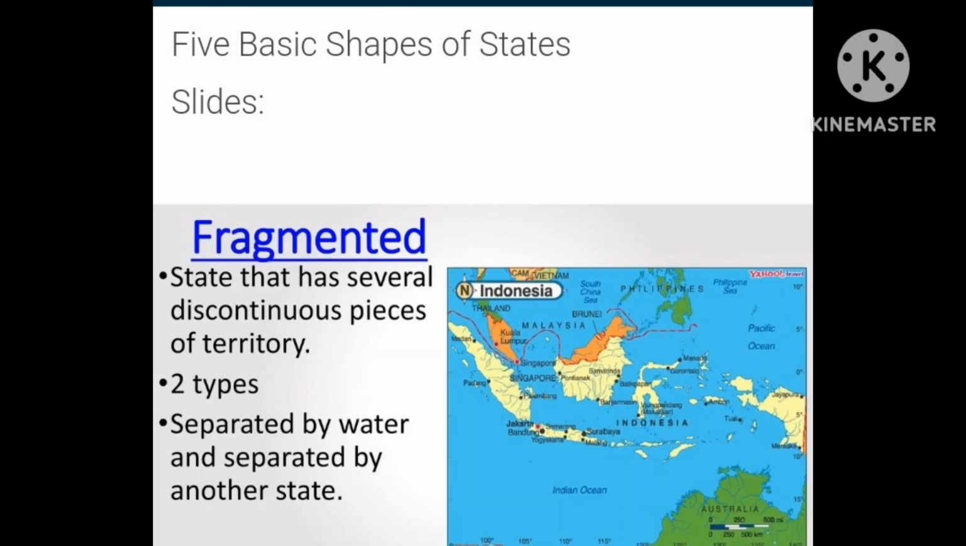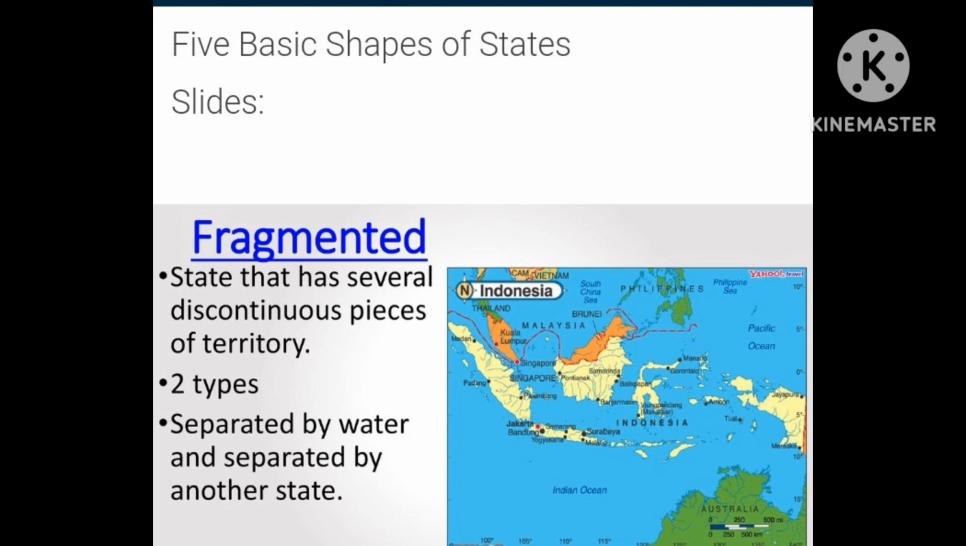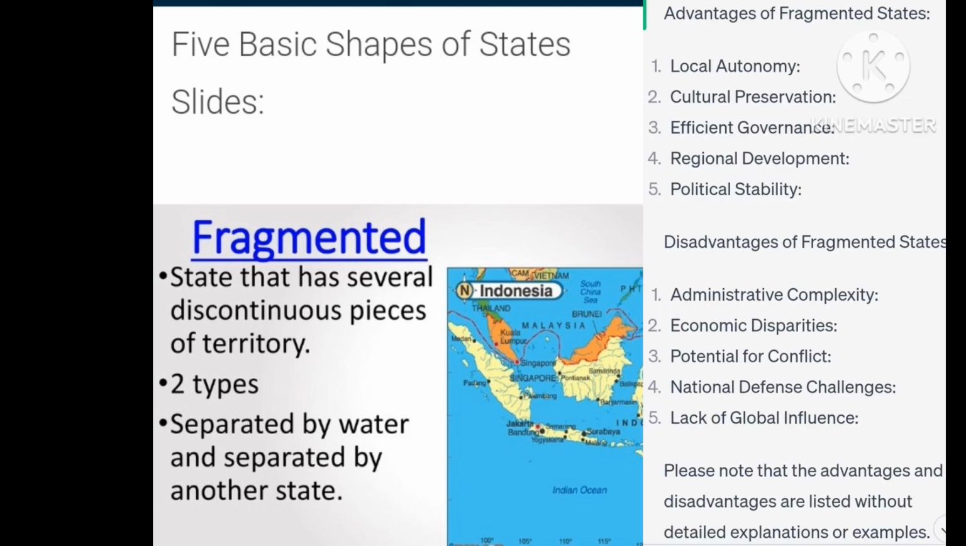The next type is a fragmented state, a state that has several discontinuous pieces of territory. There are two types, and it may be separated by water, or separated by another state or any physical barrier. Indonesia and the Philippines are the best examples of fragmented states. You can also learn its advantages and disadvantages. These are the most important and easiest advantages we have taken from the data.